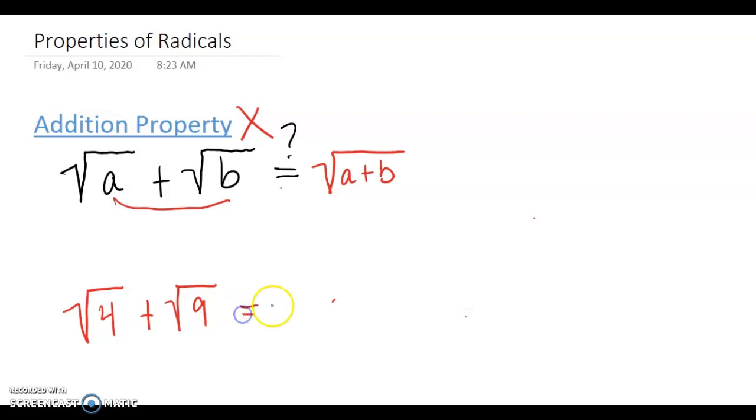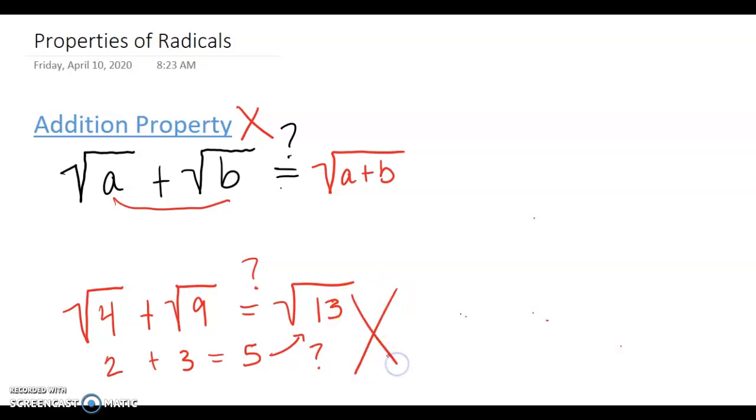Going back to this example, we're going to see if this equals the square root of 13. Well, we know the square root of 4 is 2, and the square root of 9 is 3. We know that 2 plus 3 is 5. Is 5 the same thing as the square root of 13? Hopefully all of us can answer no, it does not work that way.